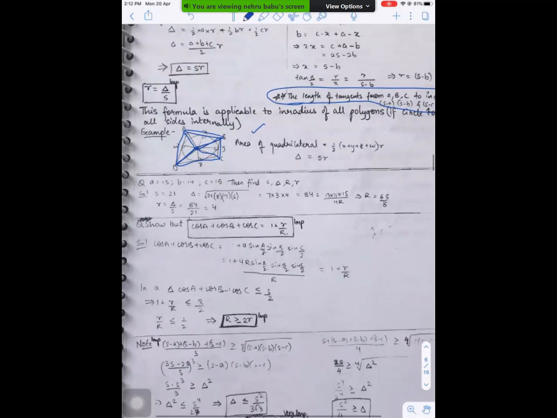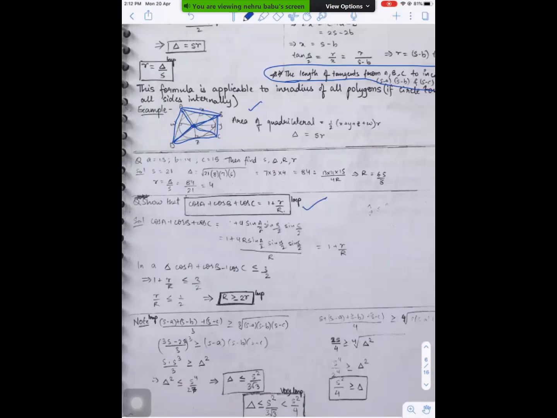And here one more very important result is this: cos A plus cos B plus cos C equals 1 plus 4 sin A by 2 sin B by 2 sin C by 2. From that, we get cos A plus cos B plus cos C equals 1 plus small r by capital R. Inequality wise, this result is very, very important. Already we know cos A plus cos B plus cos C is less than or equal to 3 by 2 in all triangles. So small r by capital R is always less than or equal to 1 by 2, so capital R is greater than or equal to 2 into small r.